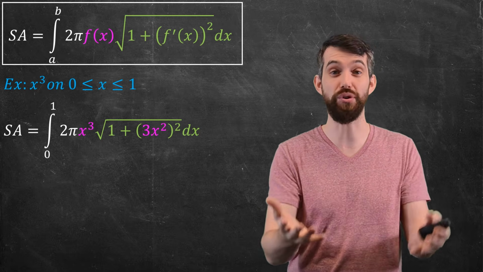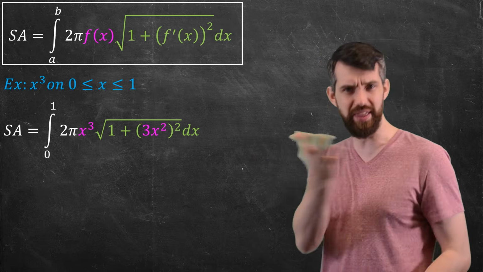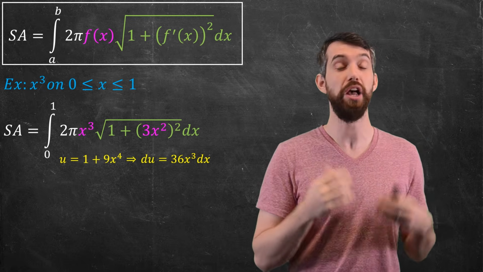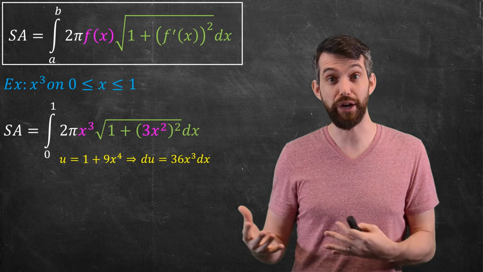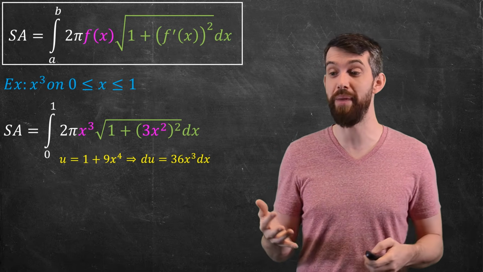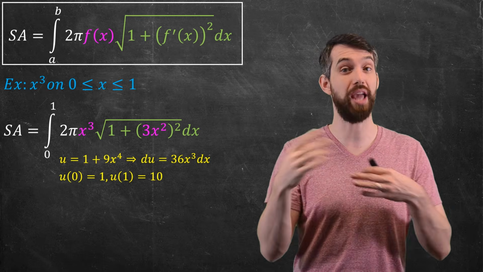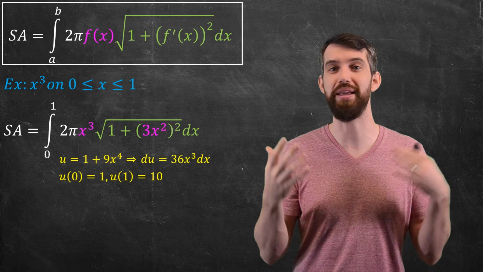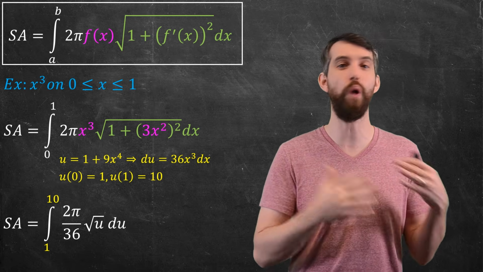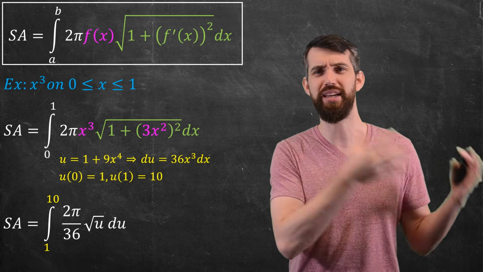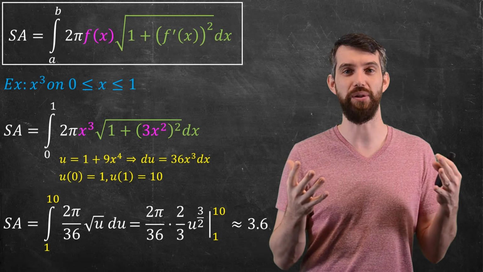And now this is just an integral that we can try to compute. So how do we do that? Well, I think I would make u the inside of my square root. So u is 1 plus 3 squared, which is 9x to the fourth. du is therefore 36x cubed. I can make the transformation of the limits of integration: when I plug in x equal to 0, I'm going to get 1. When I plug in x equal to 1, I'm going to get 10 for my u. Then entirely writing this in terms of u's, I get the integral from 1 up to 10 of 2 pi over 36 square root u. I integrate that, I plug in the values, and I get a final answer.